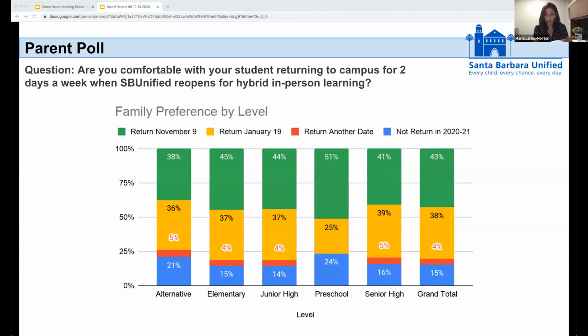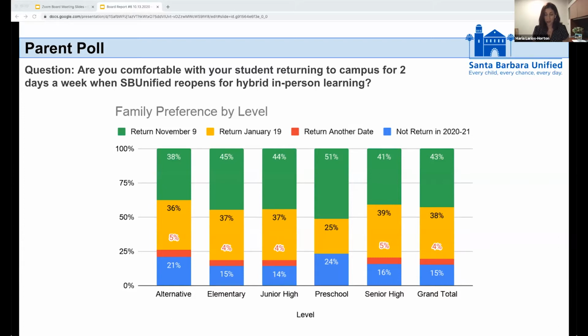Overall, 43% of our families would return November 9th, 38% would return on January 19th, and 15% would not return at all this school year, and 4% would choose a different date. These numbers are generally consistent at the different levels, except preschool, whose families show a stronger preference for returning on November 9th. After the poll was administered, we also accepted invitations by 2 local parent groups to have our superintendent participate in webinars. The Santa Barbara Parent Leadership Action Network conducted in English, and Future Leaders of America conducted in Spanish, in order to expand on the information available related to health, safety, and instruction.